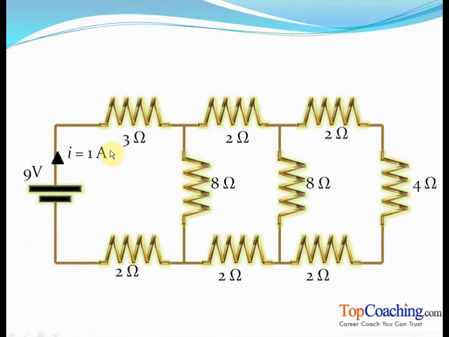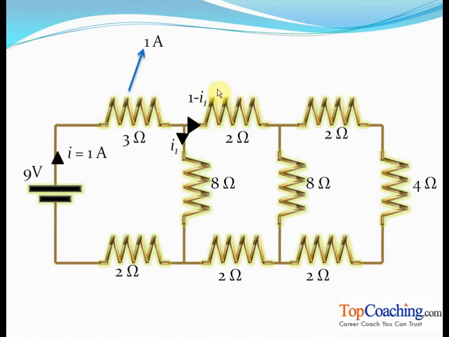You see, if a current of 1 ampere is coming like this, in that case, we can assume that a current I1 passes through this 8 ohm resistor here, isn't it? Now, if a current I1 passes through this 8 ohm resistor, but a current of 1 ampere was coming inside the junction, then by Kirchhoff's junction rule, a current 1 minus I1 will pass through this 2 ohm resistor here, isn't it? Because the current of 1 ampere will split up into two currents, I1 and 1 minus I1.